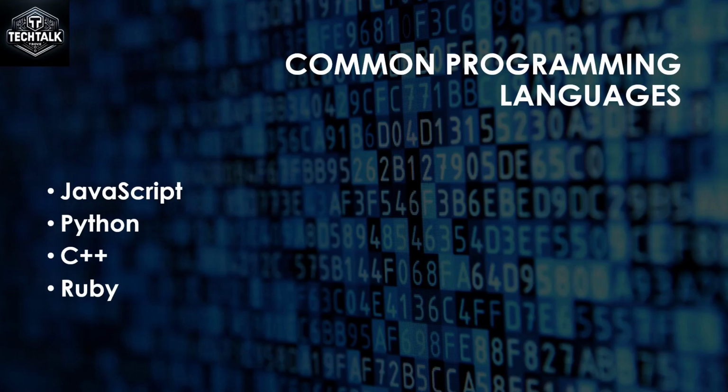There are many programming languages out there, each with its own strengths and use cases. Some of the most popular ones include JavaScript, Python, C++, and Ruby. In this series, we'll be focusing on JavaScript and Python, two of the most versatile and widely used programming languages today. JavaScript is essential for web development, allowing you to create interactive websites. Python, on the other hand, is known for its simplicity and readability, making it a great choice for beginners and for fields like data science and machine learning.